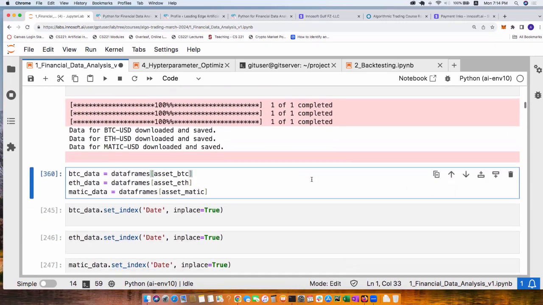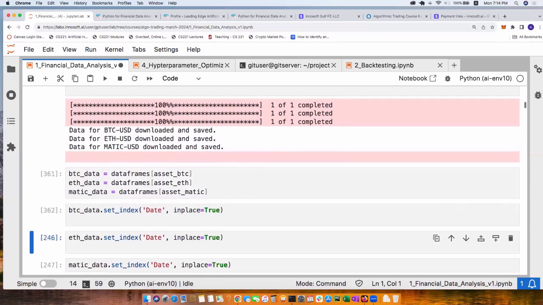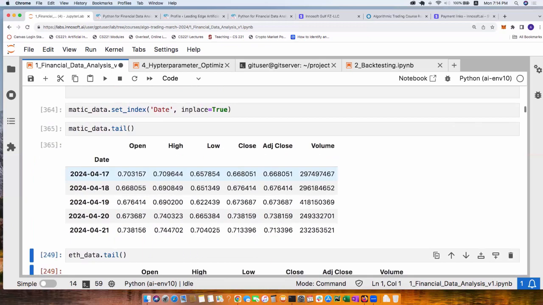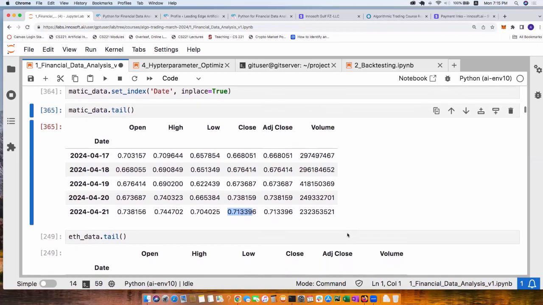Then I want to load it into data frames, so we have the opportunity to look at the data. For instance, here I'm just looking at the end. This is today. The price is around 73 cents. That's the open price, and that's the close price for this particular day. The crypto market is actually open 24 hours. It opens at midnight UTC time and closes at 11:59 UTC time.